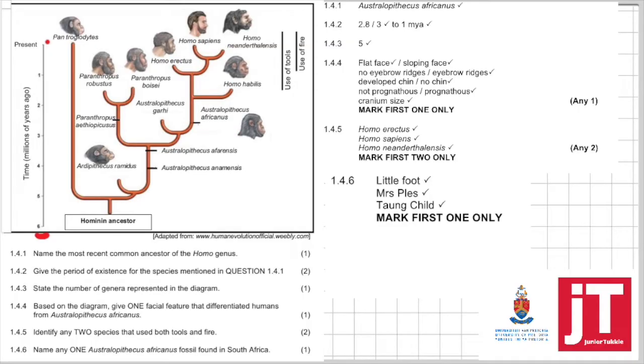1.4.2. Give the period of existence for the species mentioned in 1.4.1. So they want to know how long Australopithecus africanus existed. If you look here, we're going to look at this line. If we take that line, that is about 2.8. The memo also accepted 3 as well, so you could have read it from here as well.